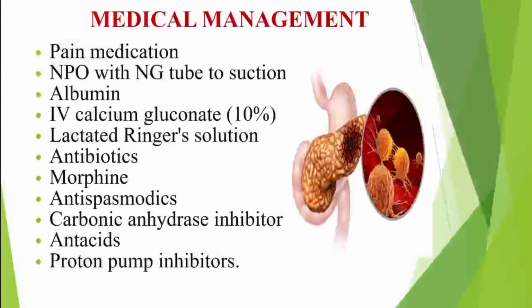So next, coming to the medical management. I already told that the main symptom is pain, so you have to reduce the pain by administering morphine, which is an opioid analgesic. Other than that, the patient should be NPO, nothing per oral, because there is a tendency of vomiting and there is paralytic ileus. Through the parenteral route, we can provide nutrition like TPN, total parenteral nutrition, or we maintain the hydration of the patient by administering Ringer's lactate solution.